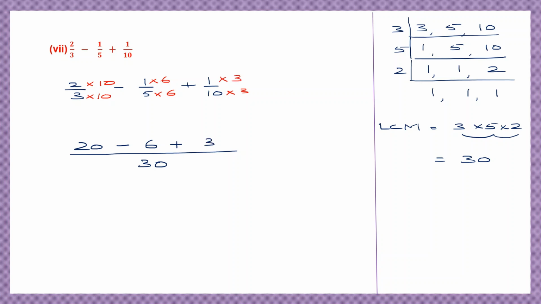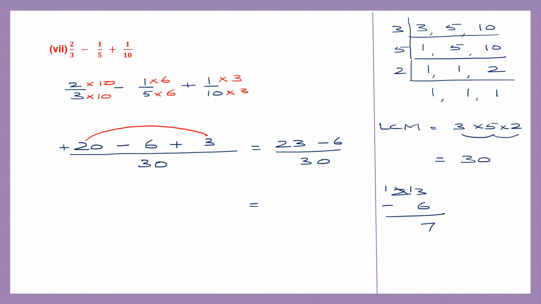So here now we have 20, which has a plus sign. Minus 6 plus 3. Let's add up the numbers with a plus sign. 20 plus 3 is 23. And then we have minus 6 by 30. So let's minus that and see. 23 minus 6. So here we borrow. 13 minus 6 is 7 and then we have 1. So this is 17 by 30. So this is our final answer, 17 by 30.